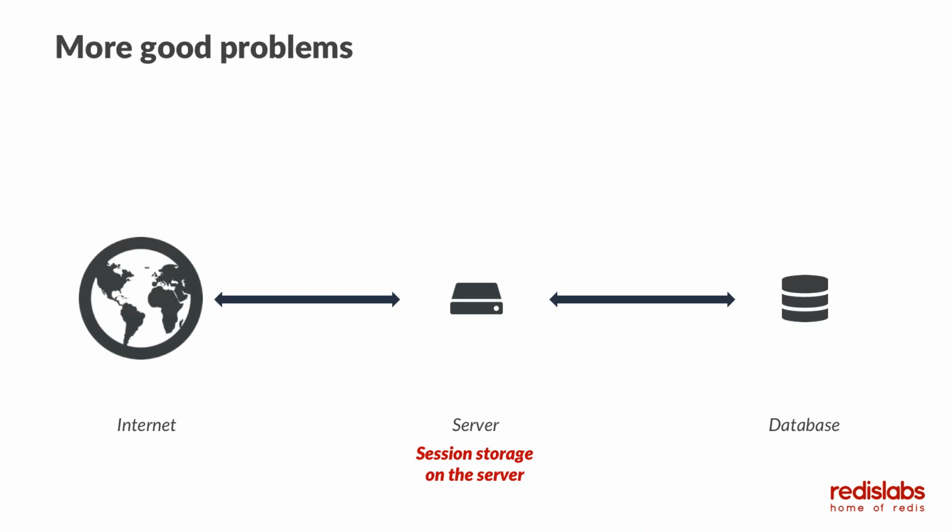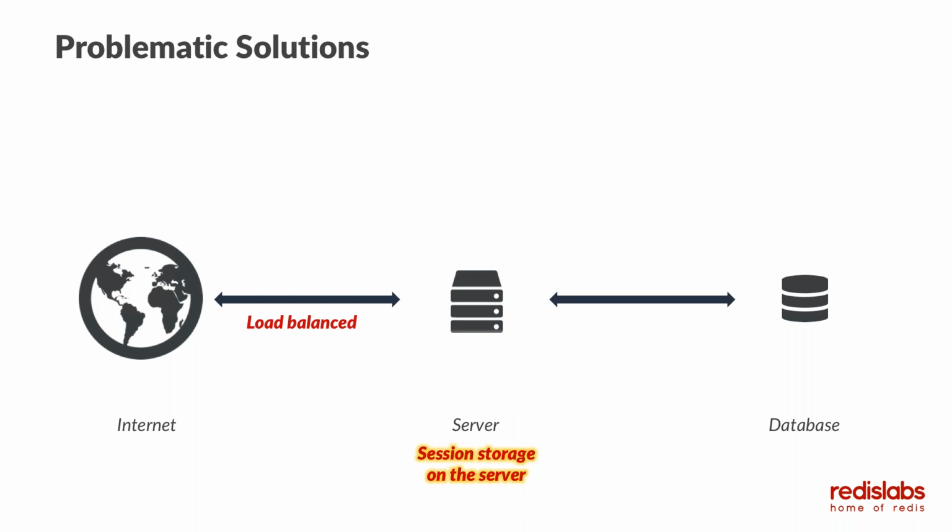You have some more good problems. Your traffic continues to grow. You have session storage on the server. However, now you need to deploy more web servers because the traffic is overwhelming the web server. So what do you do? In this case, you would launch more web servers, and you have a load balancer between the internet and your web servers. The load balancer will distribute the connections between the different web servers, and then the web servers will connect to the database. You only have to have a few connections to the database, so everything's fine, right?